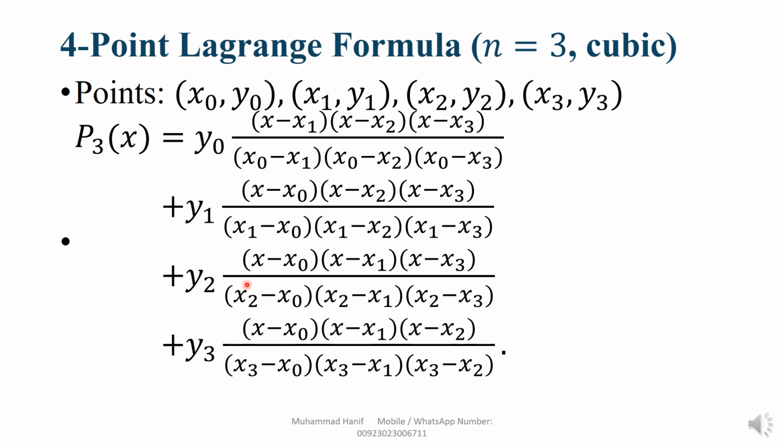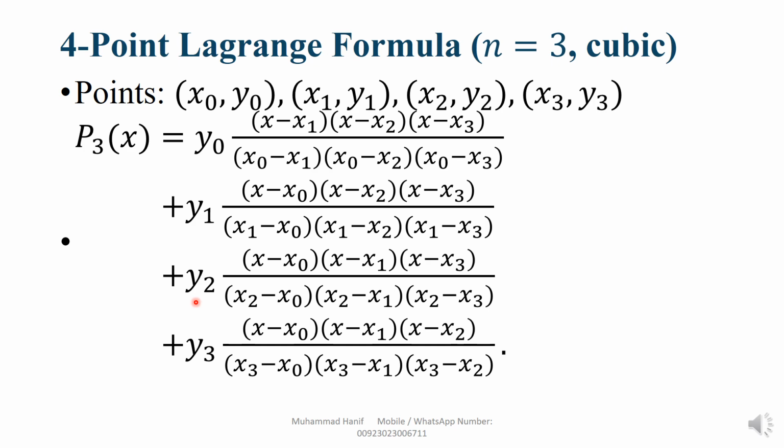After this point, we write plus sign and y2 and x2 here. Now we use x2 minus x0, again x2 minus x1, again x2 minus x3. If here is given x0, you write same here. Here is given x1, then you write here same x1, and x3 we write same x3.